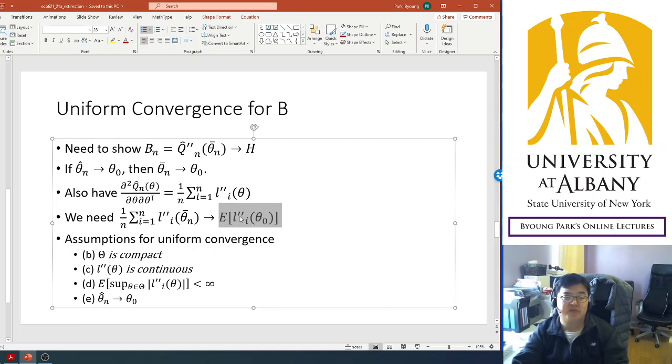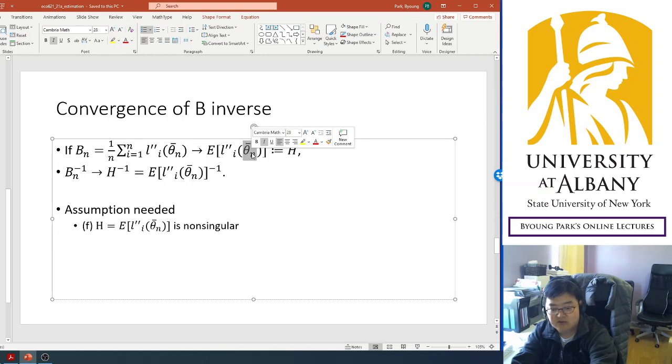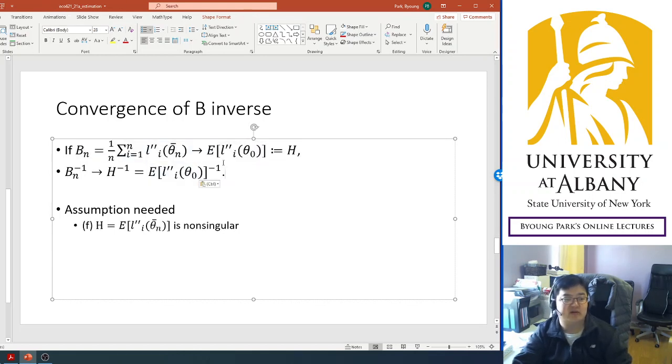So the L second derivative, L is a function of random variables. And after we have shown that the sequence Bn converges in probability to H, the Hessian matrix H, it's another typo. Same typo is repeated, as you can see. Okay, fixed.